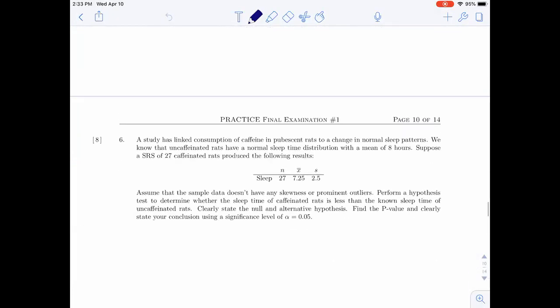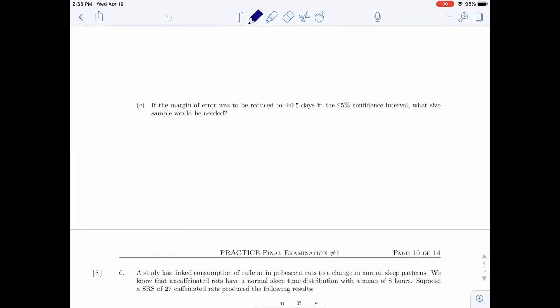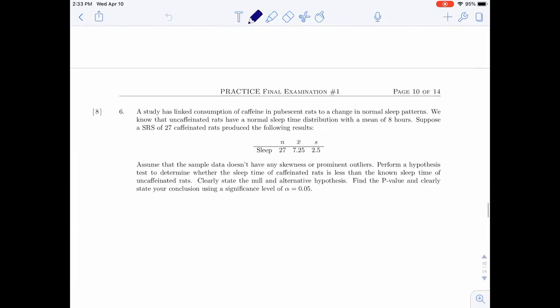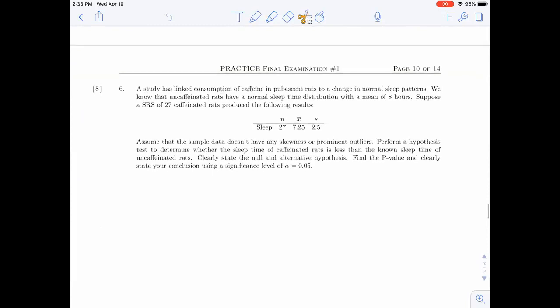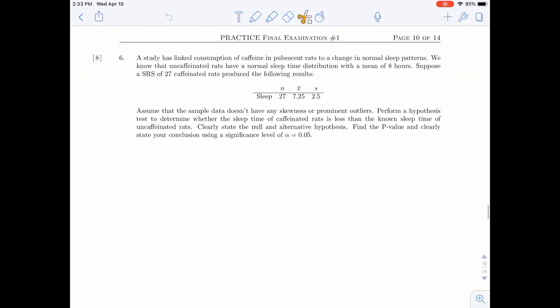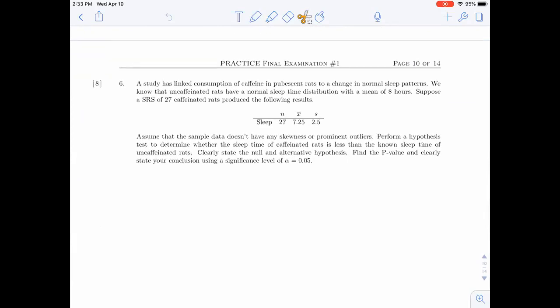On to the next one. Oh, is that question 5? Oh yeah, nice. I don't know how I feel about this question. It's all these rats. But anyways, so question 6.